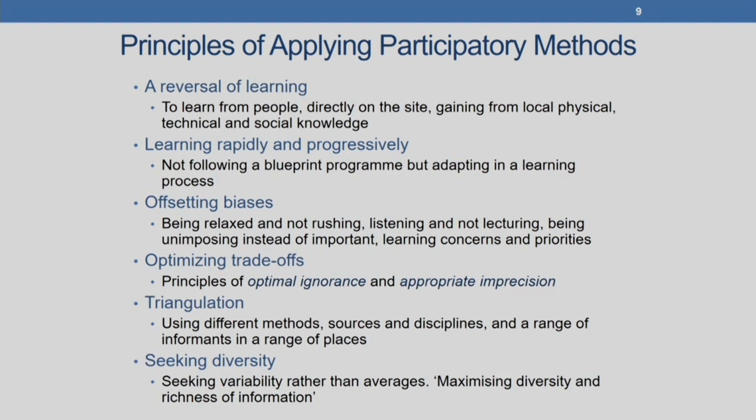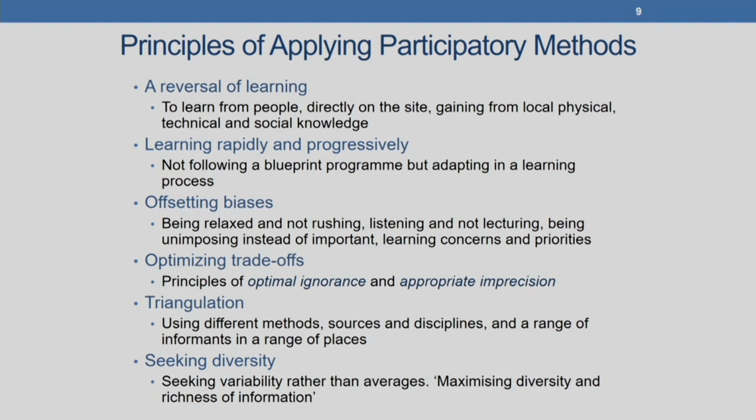The second principle is that of learning rapidly and progressively, not following a blueprint program, but adapting in a learning process. The third principle is that of offsetting biases: being relaxed and not rushing, listening and not lecturing, being unimposing instead of important, learning concerns and priorities. Some of the other principles of applying participatory methods are optimizing trade-offs. Here the principles of optimal ignorance and appropriate imprecision are applied.